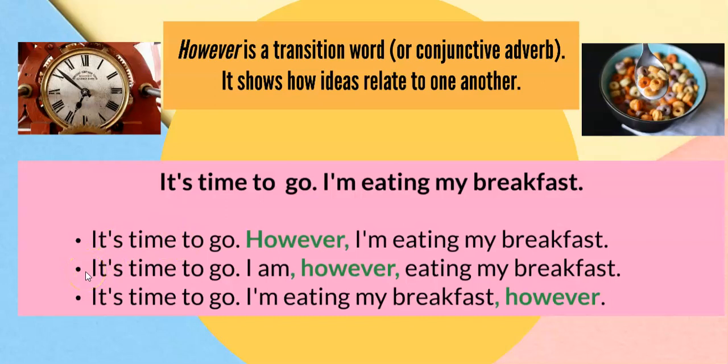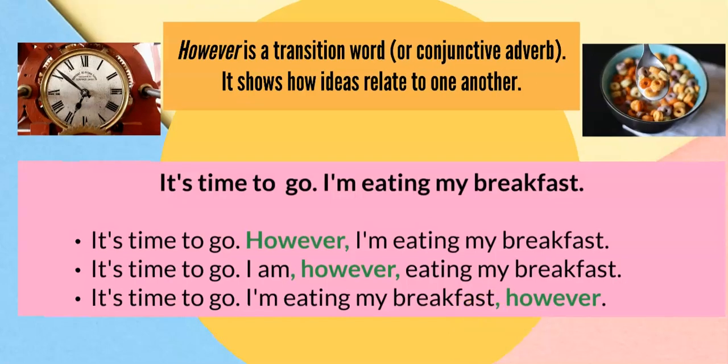It's time to go. I am, however, eating my breakfast. Placing the word however between am, which is now written in full, and eating now emphasizes that this is an unfinished action. Let's read the final sentence. It's time to go. I'm eating my breakfast, however. Here, however is tacked to the end of the sentence like an afterthought. Now notice the punctuation. However is always separated from the other words with a comma.